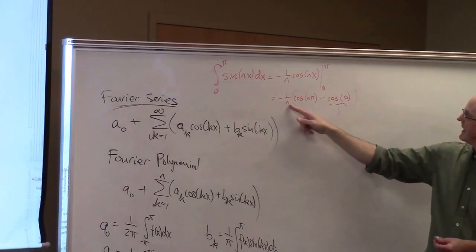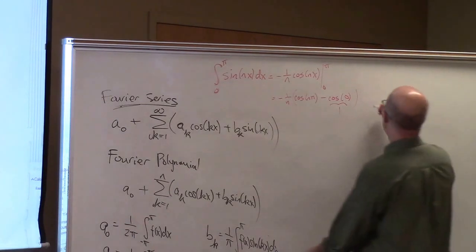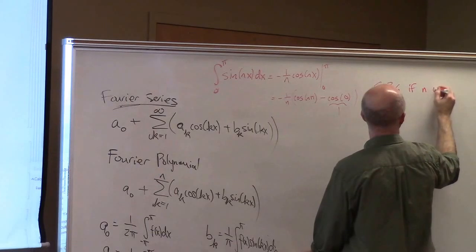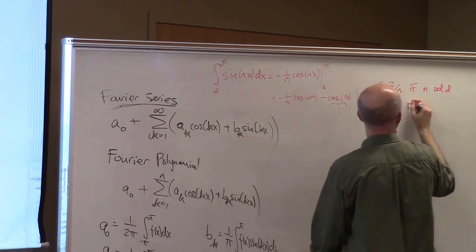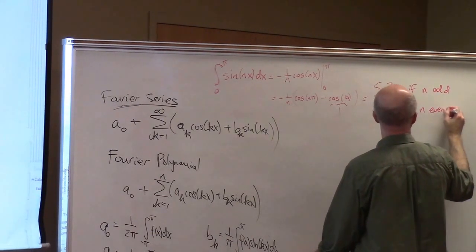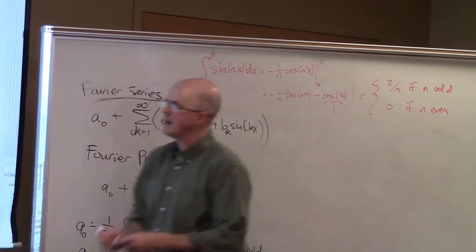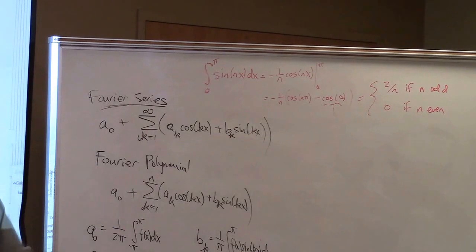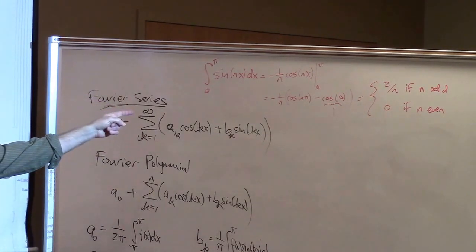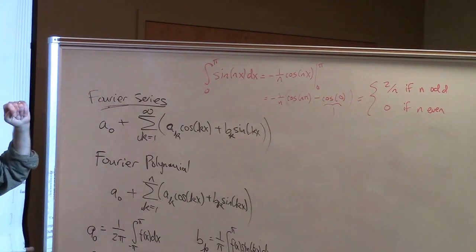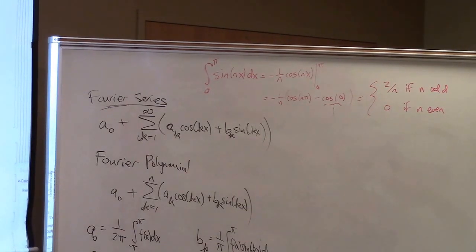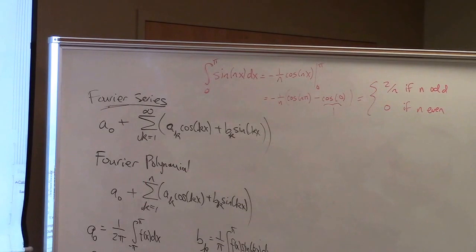And when you multiply that by negative 1 over n, you get positive 2 over n if n is odd, and 0 if n is even. You got to multiply by 1 over pi as well. You got to do this integral as well. But as far as that particular integral goes, there's how you can figure it out. Not too bad. Because our function is 1 or negative 1, that's what makes it simpler.